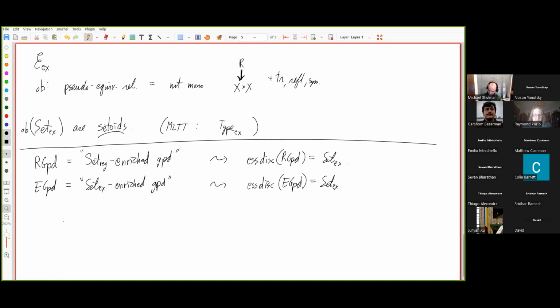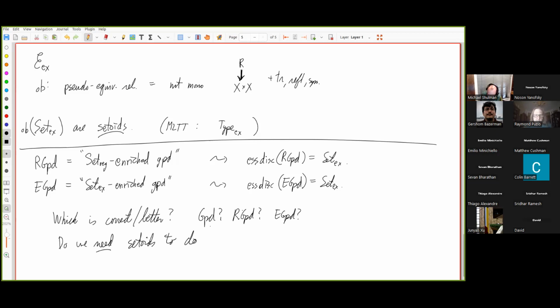But it's a little bit weird that you feel like you know what sets are, and then you want to do homotopy theory, you want to do category theory, but then you find yourself forced into these other worlds. So the natural question that I'd like to think about is which is correct, or maybe which is better. Do we care about groupoids, or do we care about R groupoids, or do we care about E groupoids? And maybe do we need these setoid things to do homotopy theory constructively or without the axiom of choice? Can we avoid them somehow, or are they unavoidable?